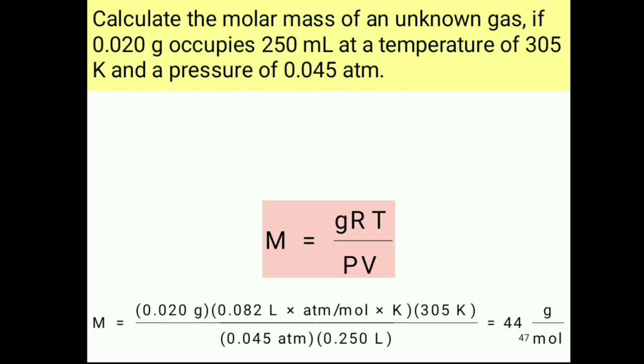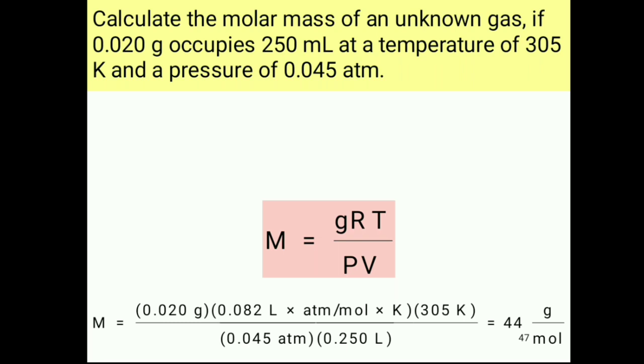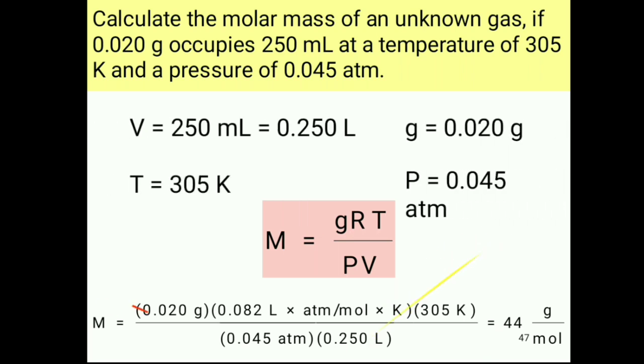So, example: calculate the molar mass of an unknown gas if 0.02 gram occupies 250 milliliters at a temperature of 305 Kelvin and pressure of 0.045 atm. So we have the equation: molecular weight equals grams times ideal gas constant times temperature over pressure and volume. Substituting all the given, we have 0.02 times 0.082 times 305 divided by the product of 0.045 and 0.250.